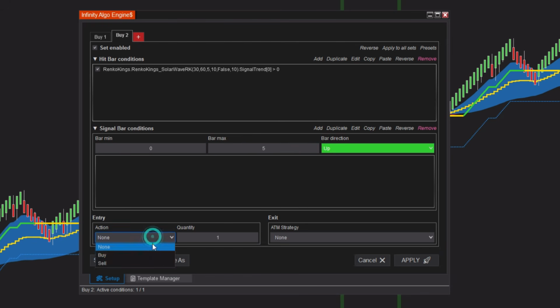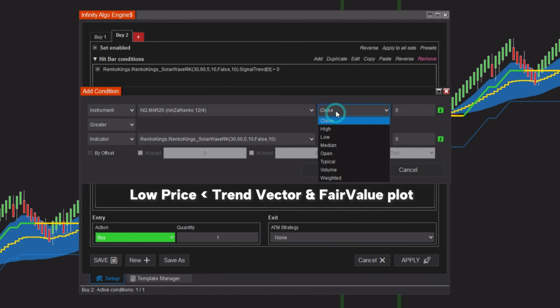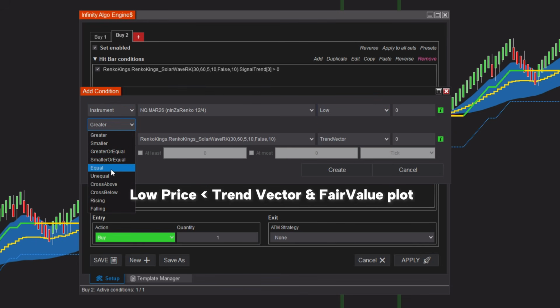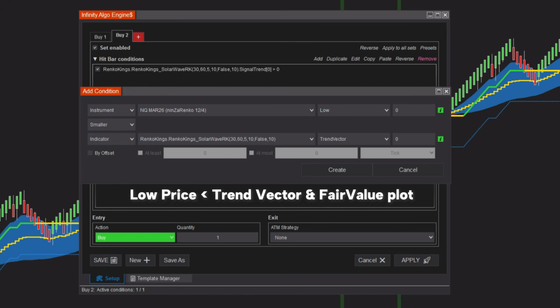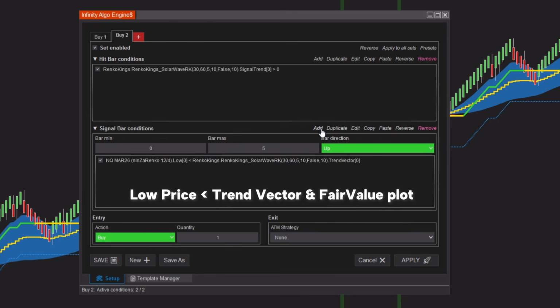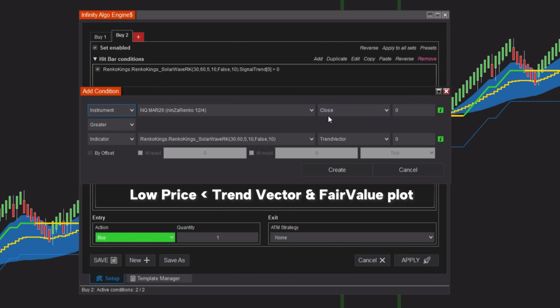First, for a buy signal candle to break from below and move above the trend vector and the fair value plot, the candle's low must initially be below both of these plots. This is important because it shows that before the breakout happened, price was genuinely trading below both the trend vector and the fair value area, making the move upward a valid and meaningful breakout.